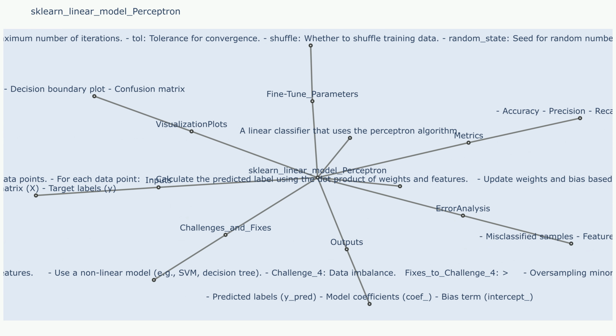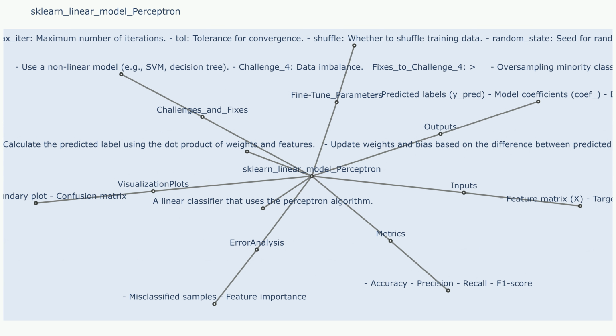Outputs. coef_: the weights assigned to the features. It is a 2D array of shape (1, n_features), where n_features is the number of features. Intercept: the bias term. It is a 1D array of shape (1), which is a scalar value. n_iter: the number of iterations the algorithm ran.